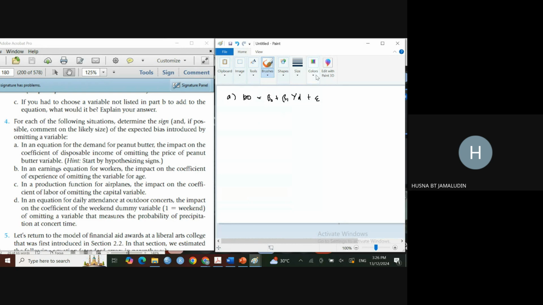Okay, so what is omitted here? You have somehow omitted the price of peanut butter. So you know that this price is actually a relevant variable in affecting your consumption for peanut butter, right? I think it's better to put consumption for peanut butter, but they are the same thing. Consumption, right? Okay, so yeah, demand and consumption are the same. So you know that the price of peanut butter will affect your consumption of peanut butter, but somehow you omit it.